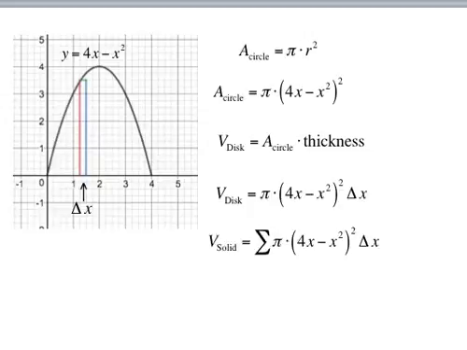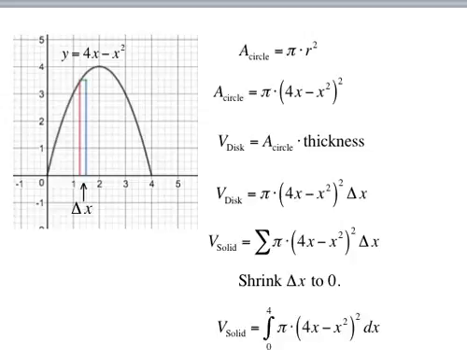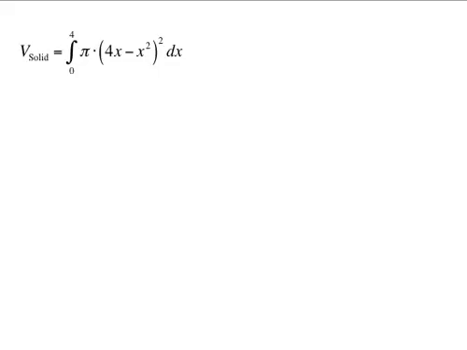So the volume of the solid is the sum of pi times (4x minus x squared) squared times delta x. Then we shrink delta x to 0, and we get the integral from 0 to 4 of (4x minus x squared) squared dx. And let's quickly do that integral. So starting with this, 4x times 4x is 16x squared. 4x times negative x squared is negative 4x cubed, and another negative 4x cubed. And then negative x squared times negative x squared is positive x to the 4th.